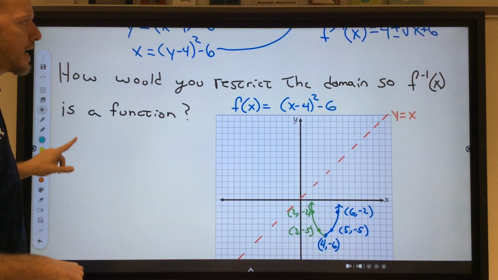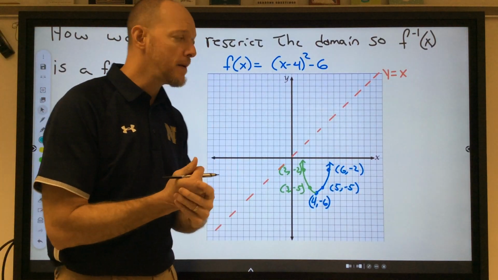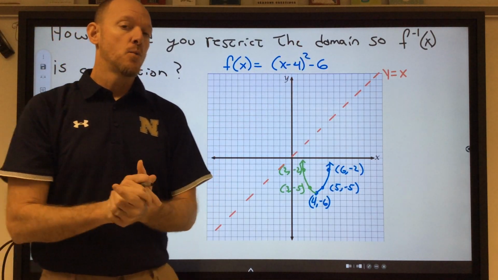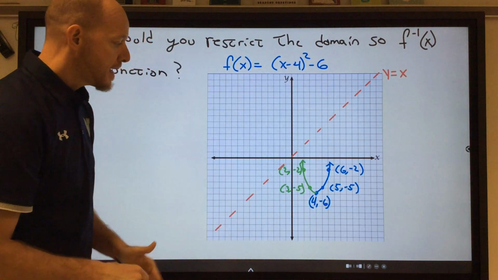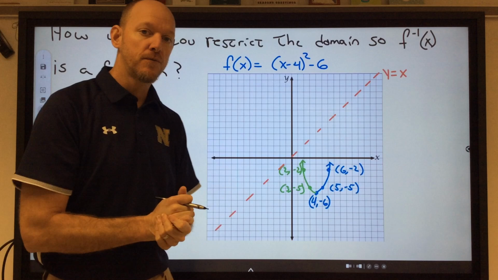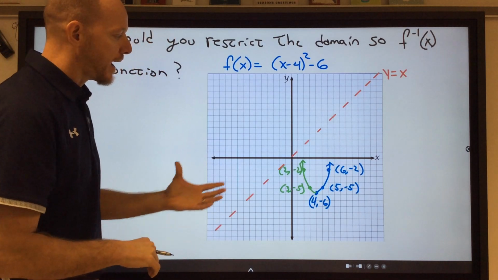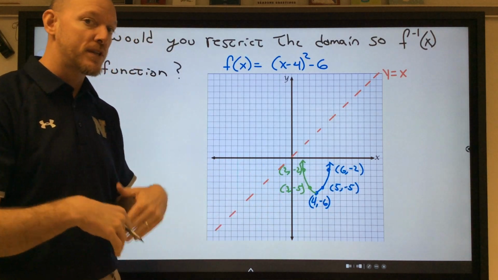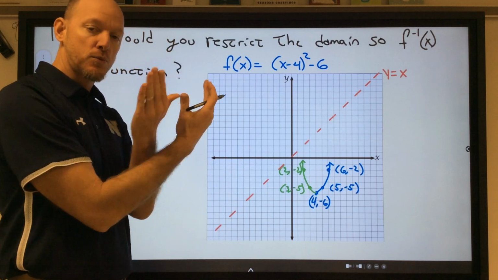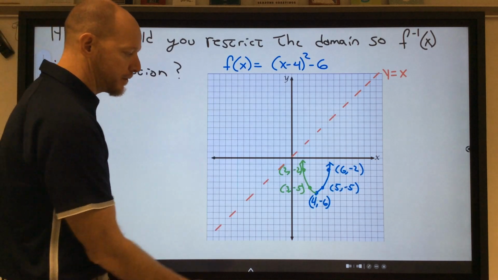So let's take a look, and again, let's start off with the function itself. The function is x minus 4 quantity squared minus 6, because remember, we rewrote that using the vertex form. And I've graphed that particular function for us. One of the things we remember is that if I have a graph, I can come up with its inverse by taking all the points and just switching the x and y and plotting those points. So if I were to do that, let's start off with the blue.